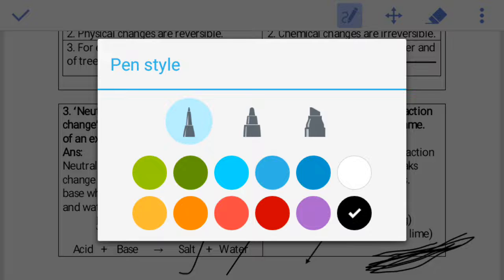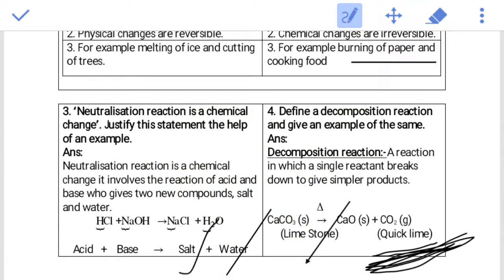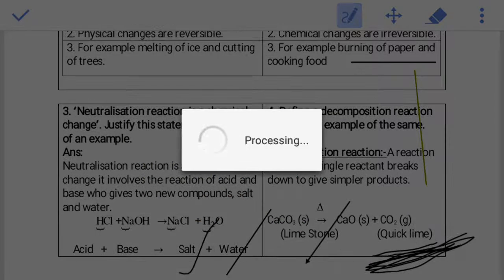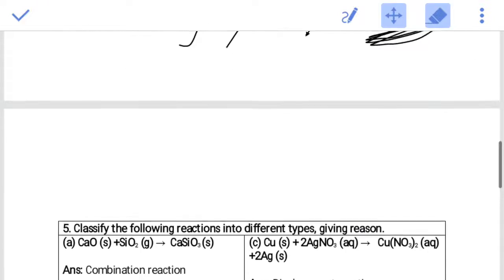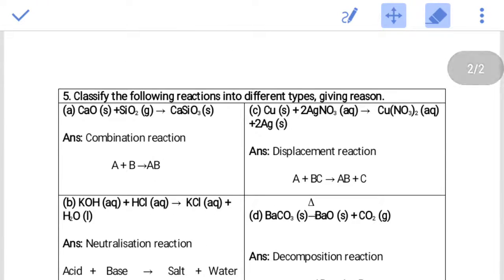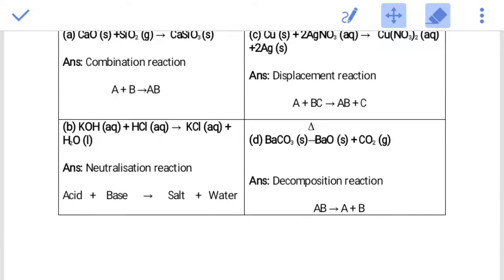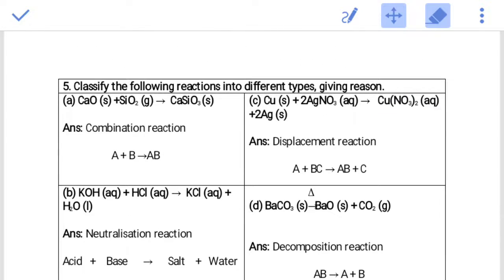Last question, question number 5. The fifth question is: classify the following reactions into different types, giving example. Types of reaction, I have already given you the question in the PPT. Your 10 equations are given there and you have to write the types of equation.